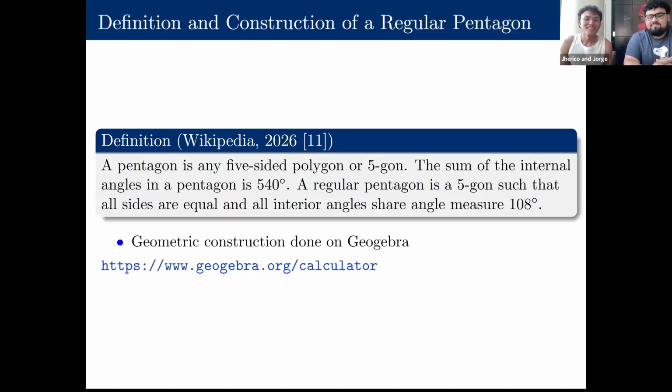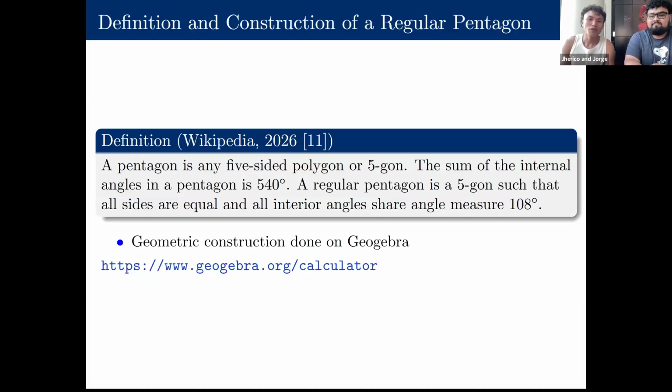Okay. So now let's get into something really fun, at least we think it's super fun, which is going to be the construction of a regular pentagon. But before we begin constructing a regular pentagon, we have to know exactly, by definition, what that is. First, a pentagon is just a five-sided polygon, or we could think of it as a fivegon.